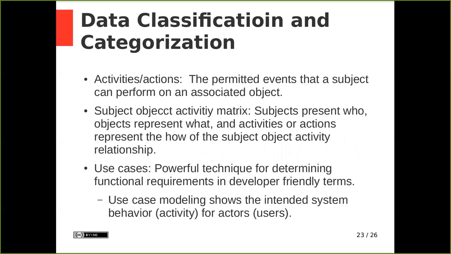So activities and actions. These are the permitted activities that a subject can perform on an associated object, and then a subject-object activity matrix. It's just a matrix where the subjects represent who, objects represent what, and the activities or actions represent how the subject and object relate. You have subjects down the left-hand side, and on the top you have the objects, and then inside it says, like, can you read, write, execute, and all the particular objects that the subject can actually interact with.